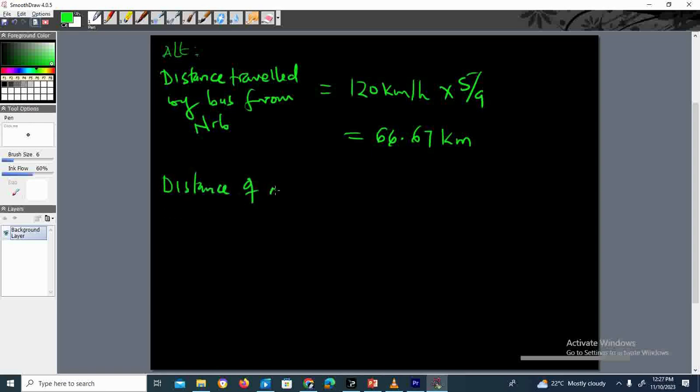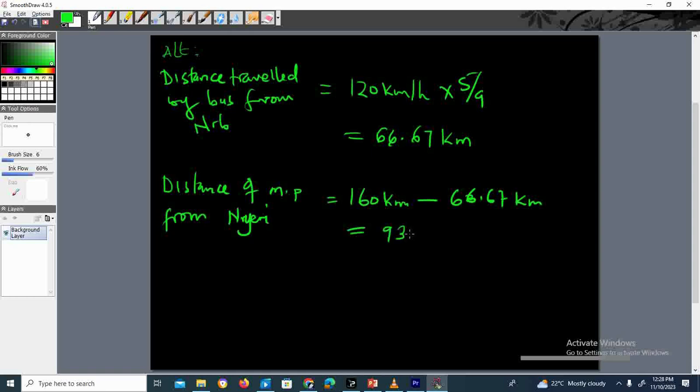So the distance of the meeting point from Nyeri will be given by the total distance between Nairobi and Nyeri, 160 kilometers, minus the distance between Nairobi and the meeting point, 66.67 kilometers. And this is going to give you the same 93.33 kilometers.